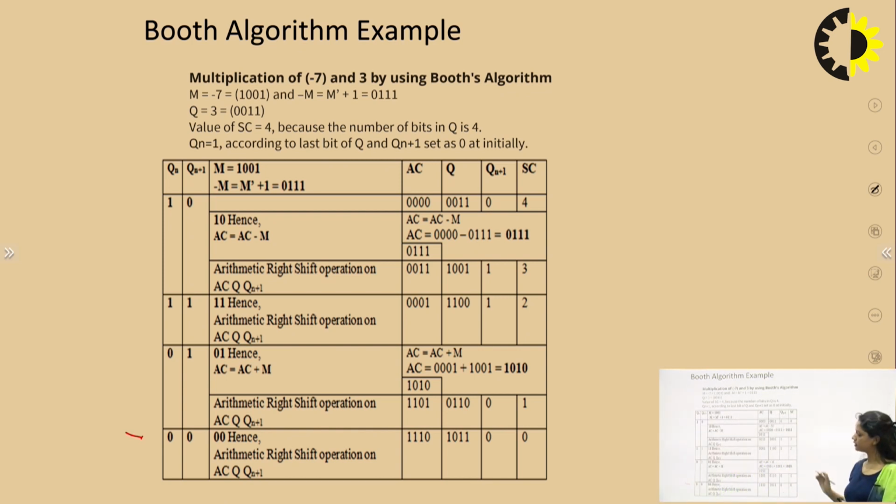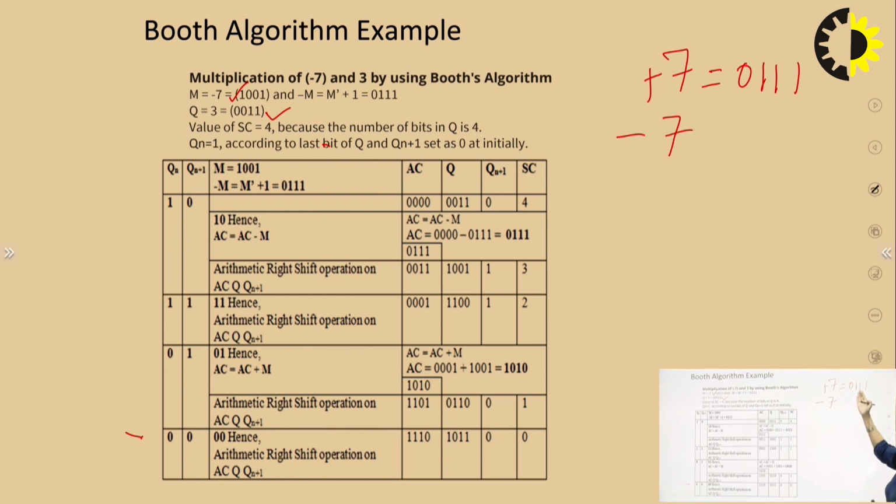So here, in this example, I am taking minus 7 and 3, where minus 7 is your multiplicand and 3 is our multiplier. So for minus 7, we have a binary code of 1001, and for 3, we have a binary code of 0011. This one and this one. As we know that the binary code for plus 7 is 0111. So how will we find the binary code for minus 7?